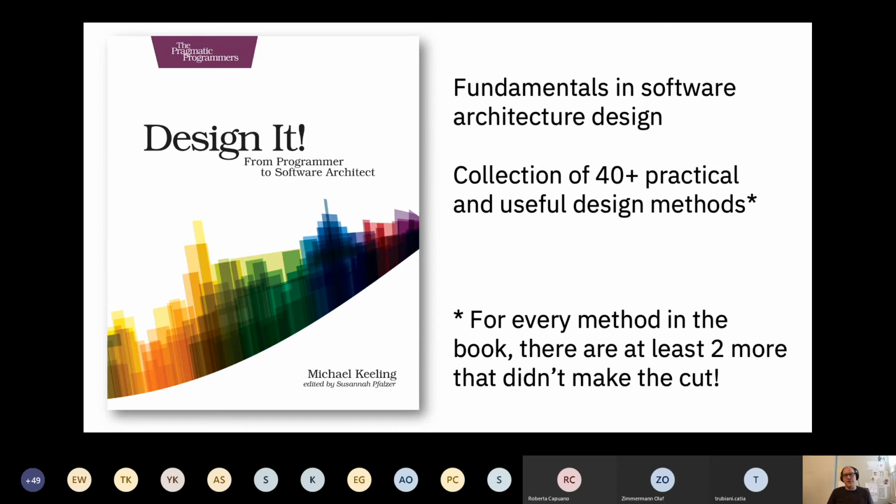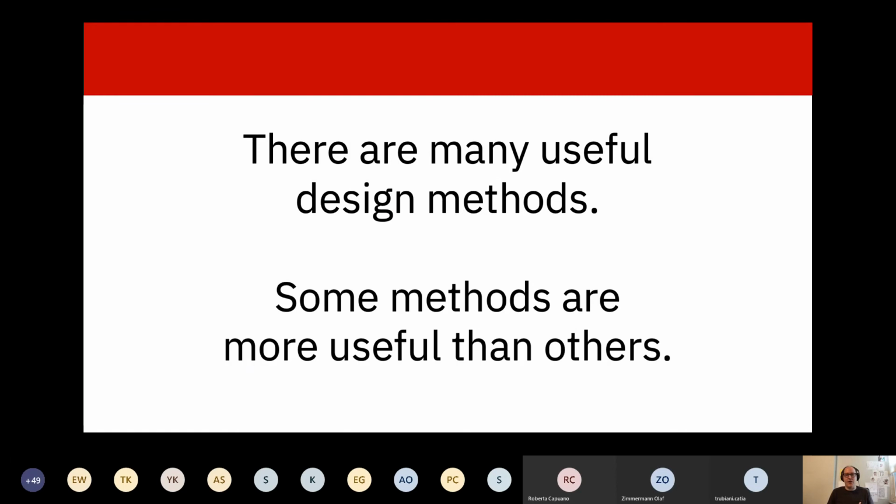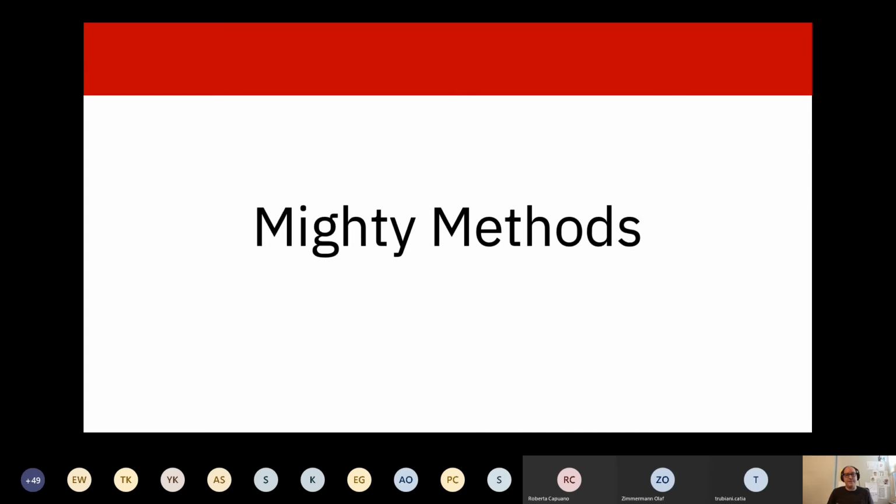So one thing that I've noticed with all of these design methods that I've seen is that there are many useful design methods out there, but some methods are significantly more useful in many more situations than others. And I've started calling these mighty methods. Now, I wish I could say that the nice alliteration was inspired by something meaningful, other than just the idea of strength or power for these methods.